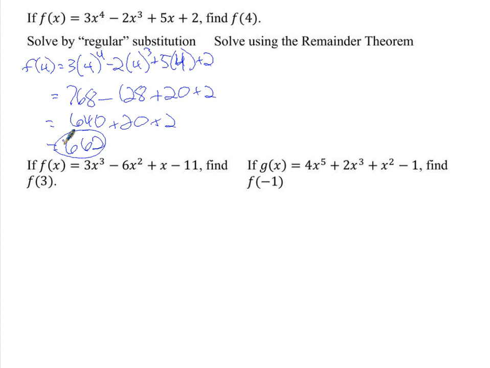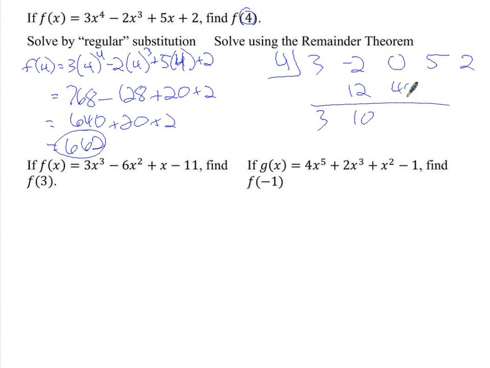All right, let's solve using the remainder theorem instead. That means I'm going to take the 4 and put it in the box. And then I'm going to write all my coefficients down. 3, negative 2. I'm missing my squared term, so 0, 5, 2. Draw my line. 3 comes down. 3 times 4 is 12. Plus negative 2 is 10. 4 times 10 is 40. Add and I get 40. Multiply and I get 160. Add and I get 165. 165 times 4, 660. Plus 2. 662.